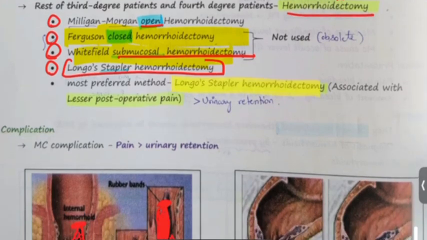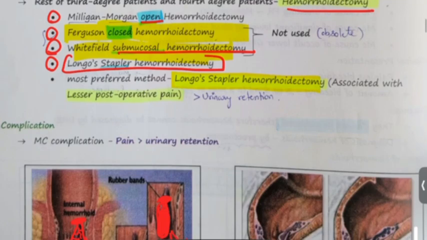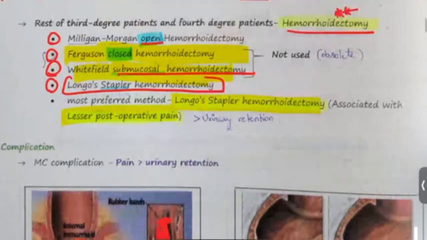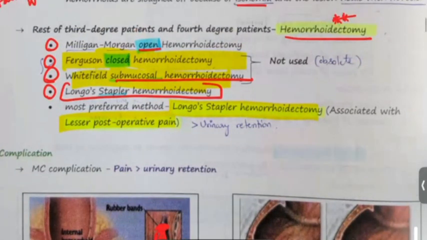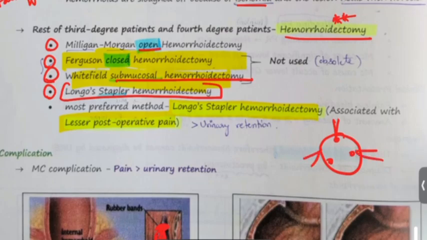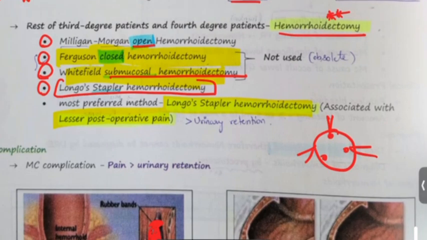Most preferred method is this stapler hemorrhoidectomy, because it is associated with less post-op pain. So in open hemorrhoidectomy, what they used to do, since the most common location was 3 o'clock, 7 o'clock and 11 o'clock, they used to hold this by 3 clamps. Okay, they used to hold the mucosa of the rectum by 3 clamps, and then they used to dissect this.